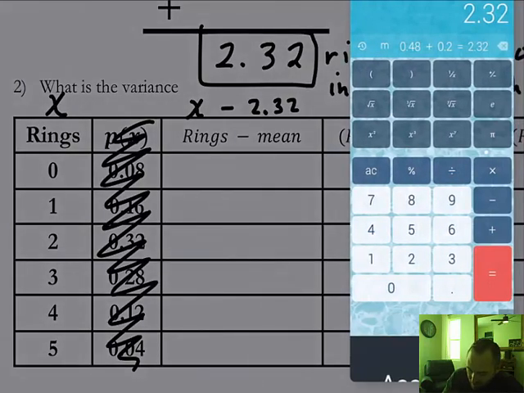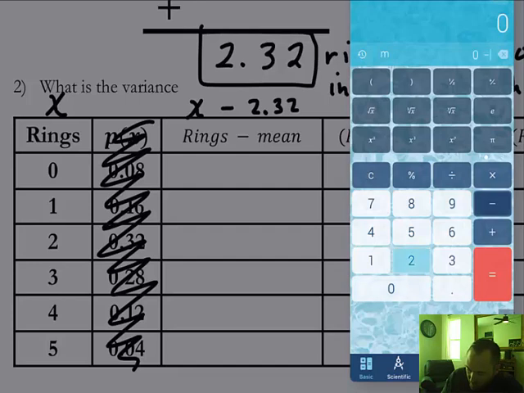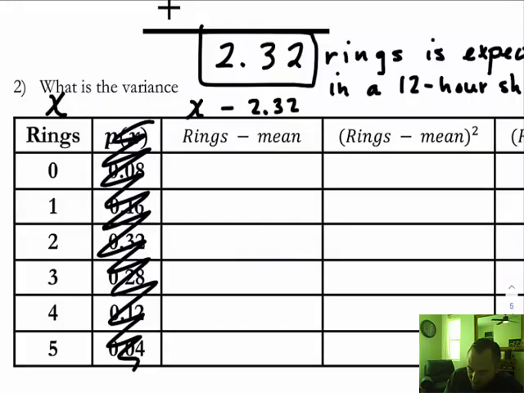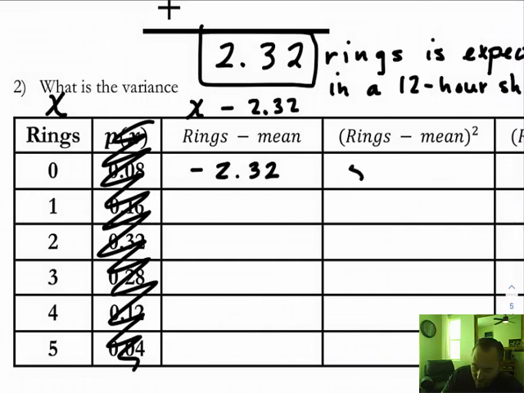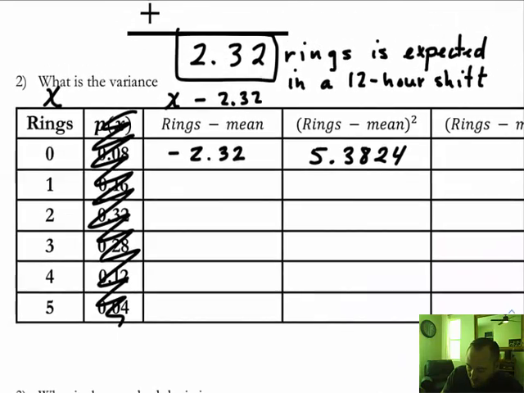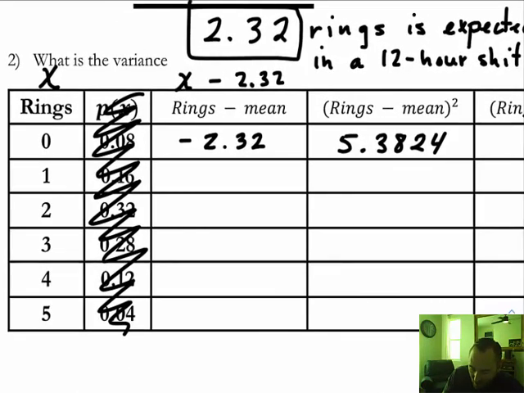So let's grab here for 0. It's easy if you do this in rows. 0 minus 2.32 is negative 2.32. We'll keep that answer there for a second. Now what we want to do is raise that to the second power. So I'm going to square it and write that number down: 5.3824. But then the last step is to multiply that number times its individual probability. We'll go ahead and do that last.